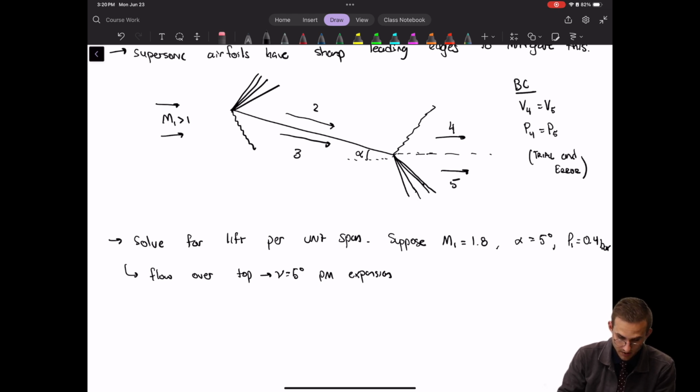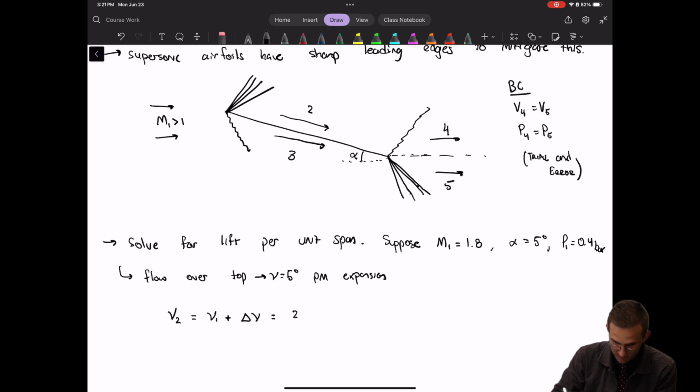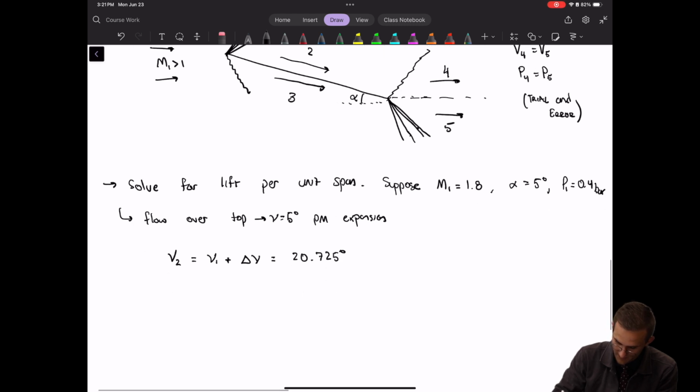And it started from M equals 1.8, right? So nu2 should be equal to nu1 plus some sort of increment in nu, let's say. All right. And so nu1 was what you get when you plug in M equals 1.8. So this is 20.725 degrees. So just to remind yourself, that's nu of M1.